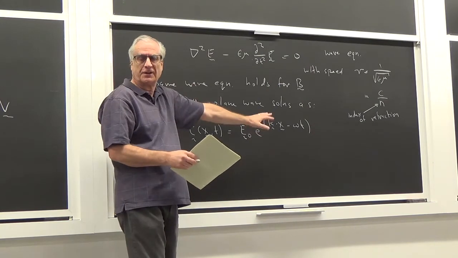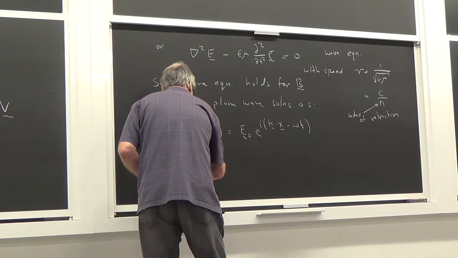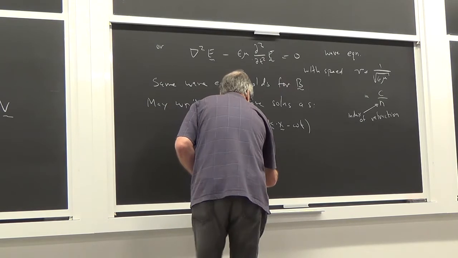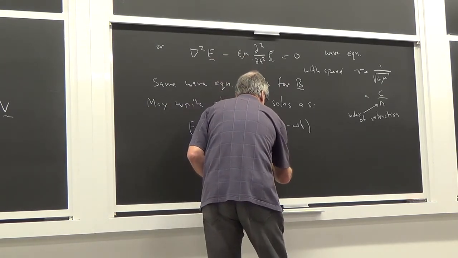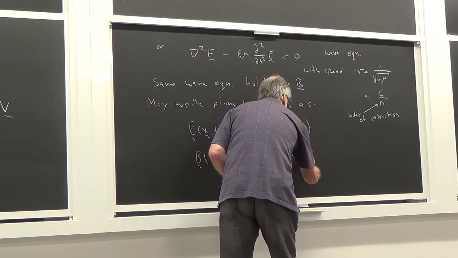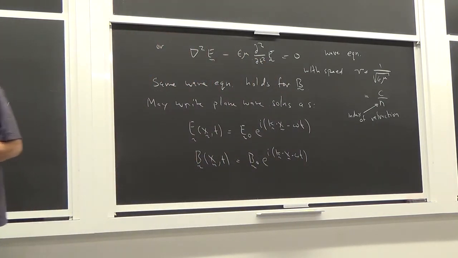Well, okay, we have to relate k and omega. We'll do that. And likewise, B of x and t is equal to some complex vector in general times e to the i (k dot x minus omega t). So both satisfy the same equation. And so now let's just think about this a little bit more.